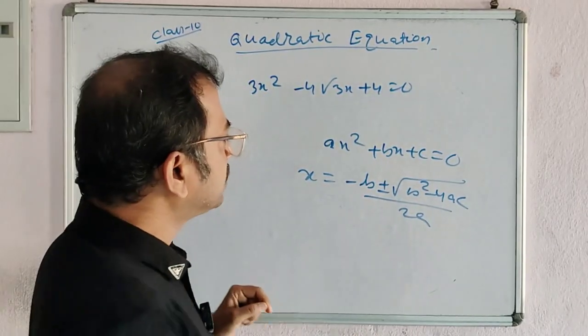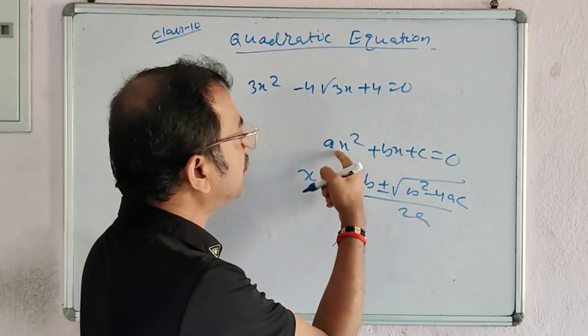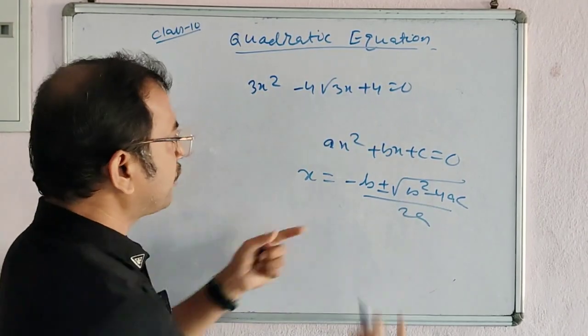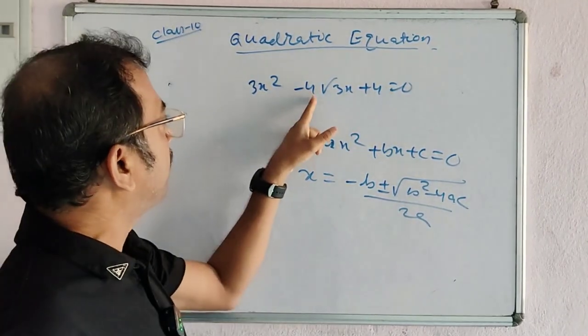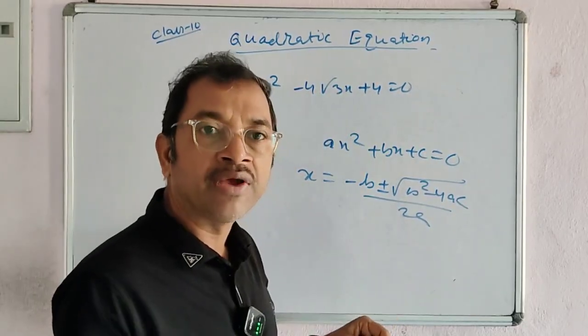Sir, what is b? Sir, b is the coefficient of x. What is a? a is the coefficient of x square. What is c? Sir, c is the constant term. Suppose I give an example here: 3x square minus 4 root 3 x plus 4 equal to 0. Solve it by using the formula method.